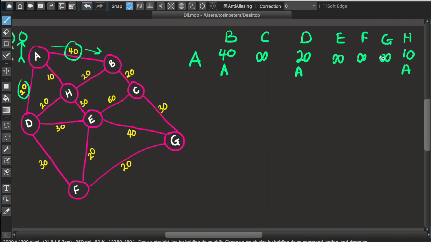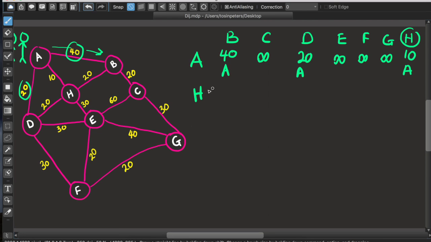Okay? So the basic idea here is just simple. You just write 40, 10, and 20 because that's the only thing connected to A right now. Now, we look at the table that we have here. What is the least number here? Well, if we're not blind, we can see this 10 is the least number, from H. So we're going to pick out H. So H is going to be our next vertex to work on.